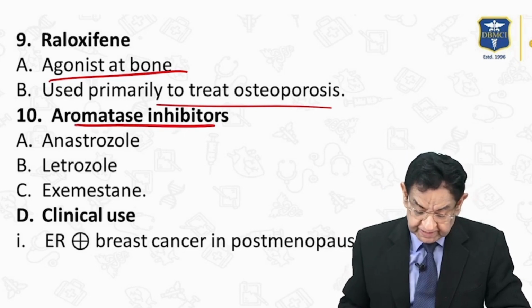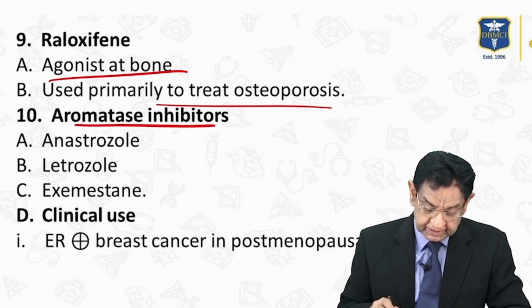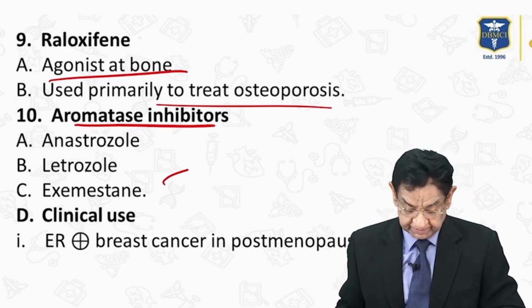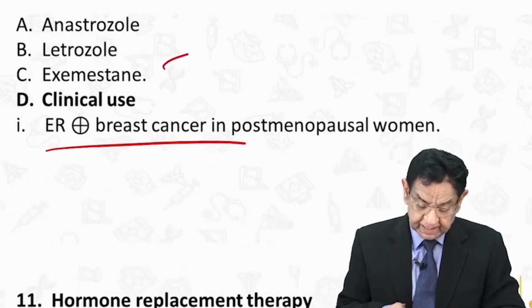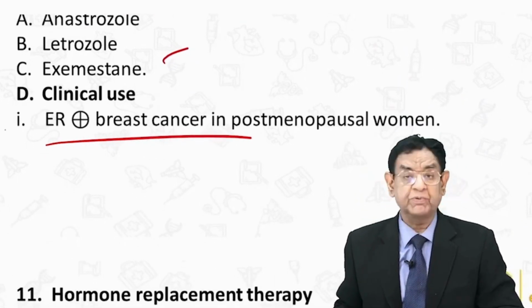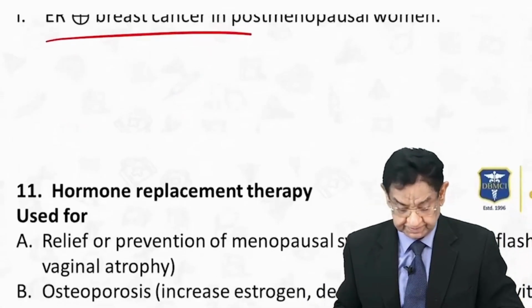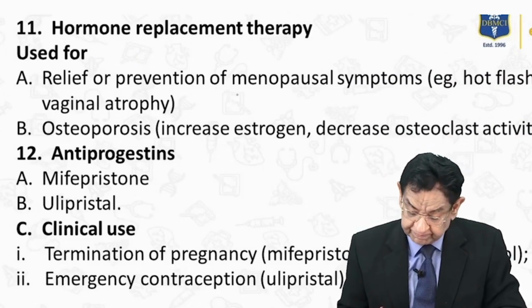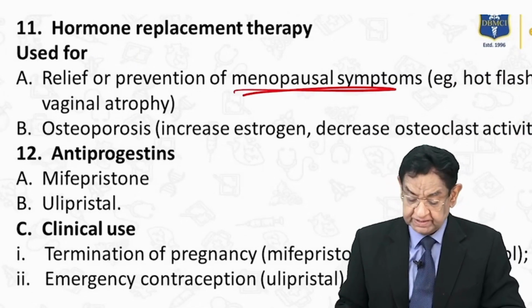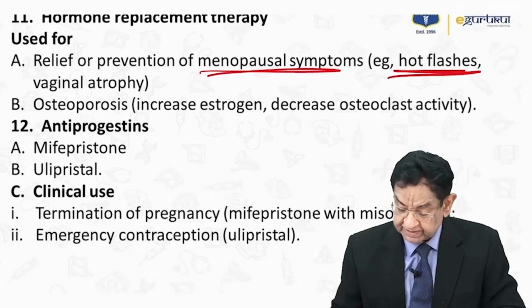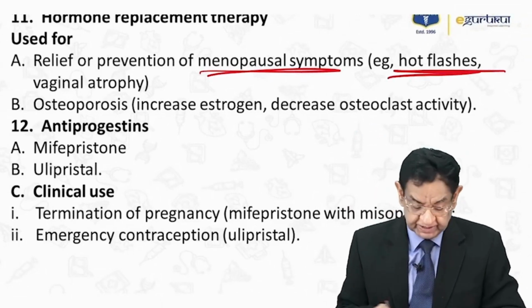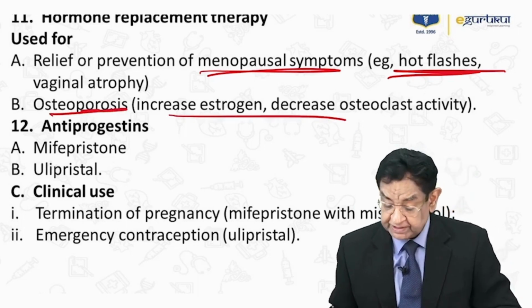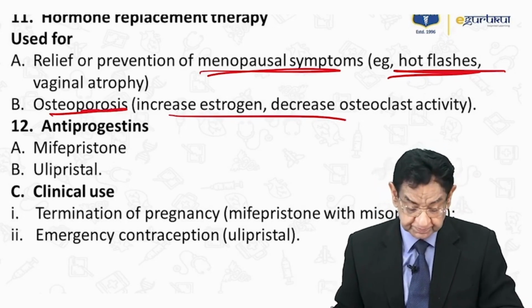Aromatase inhibitors, examples are anastrozole, letrozole, and exemestane. They are the aromatase inhibitors. We use them in ER positive breast cancer in post-menopausal females. Hormone replacement therapy is used to relieve and prevent menopausal symptoms. The menopausal symptoms are especially hot flashes, which are very disturbing for the lady, and vaginal atrophy, osteoporosis. Increased estrogen decreases osteoclastic activity.